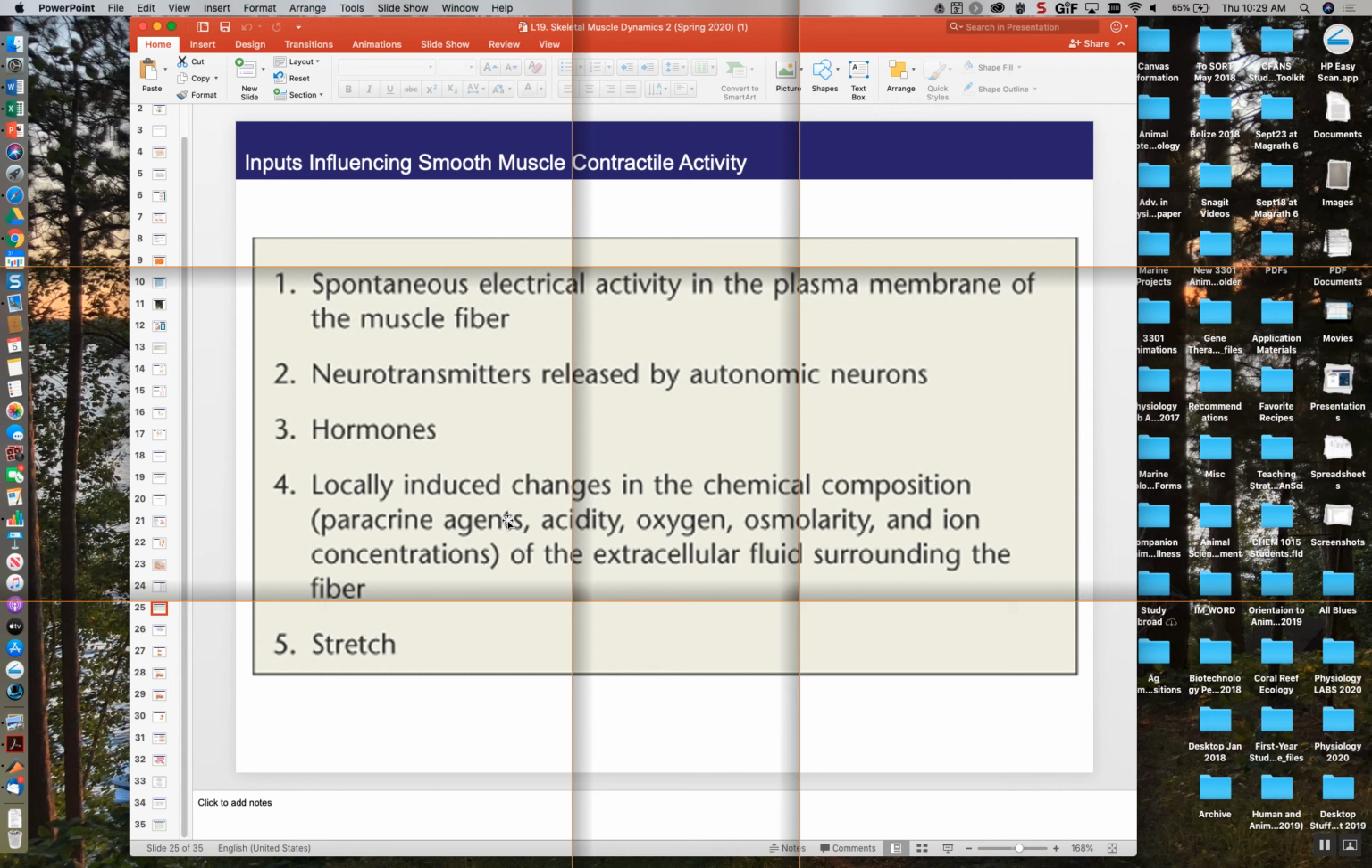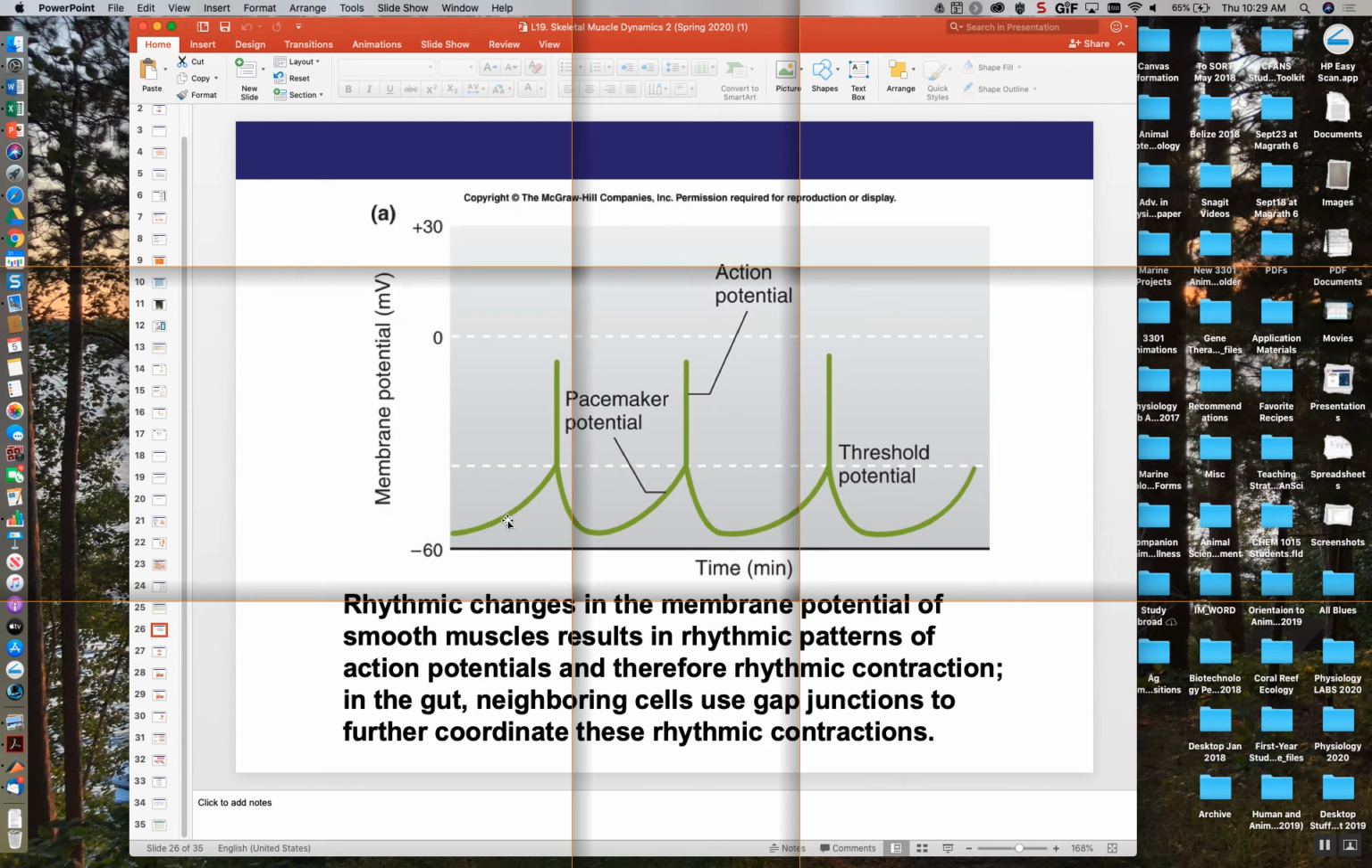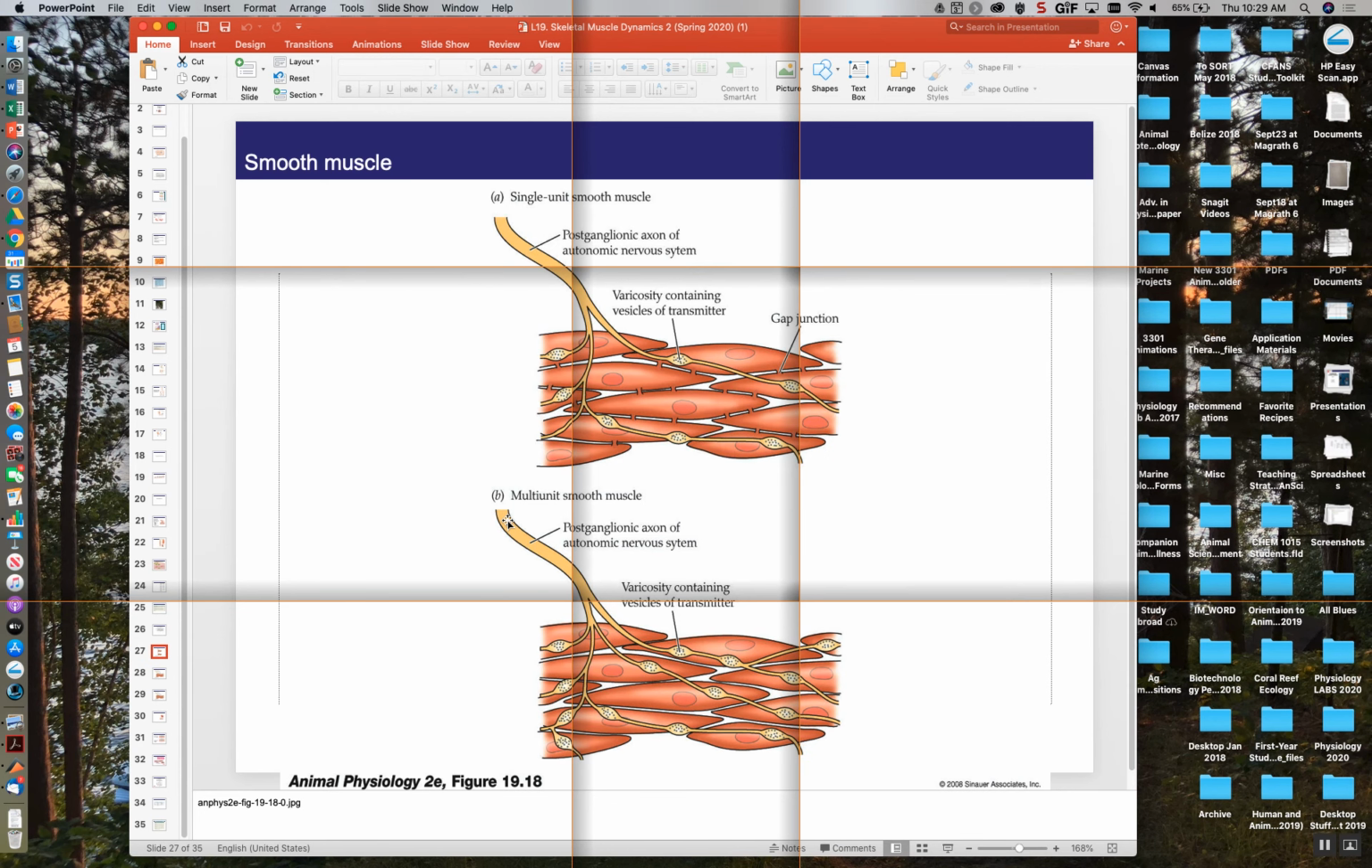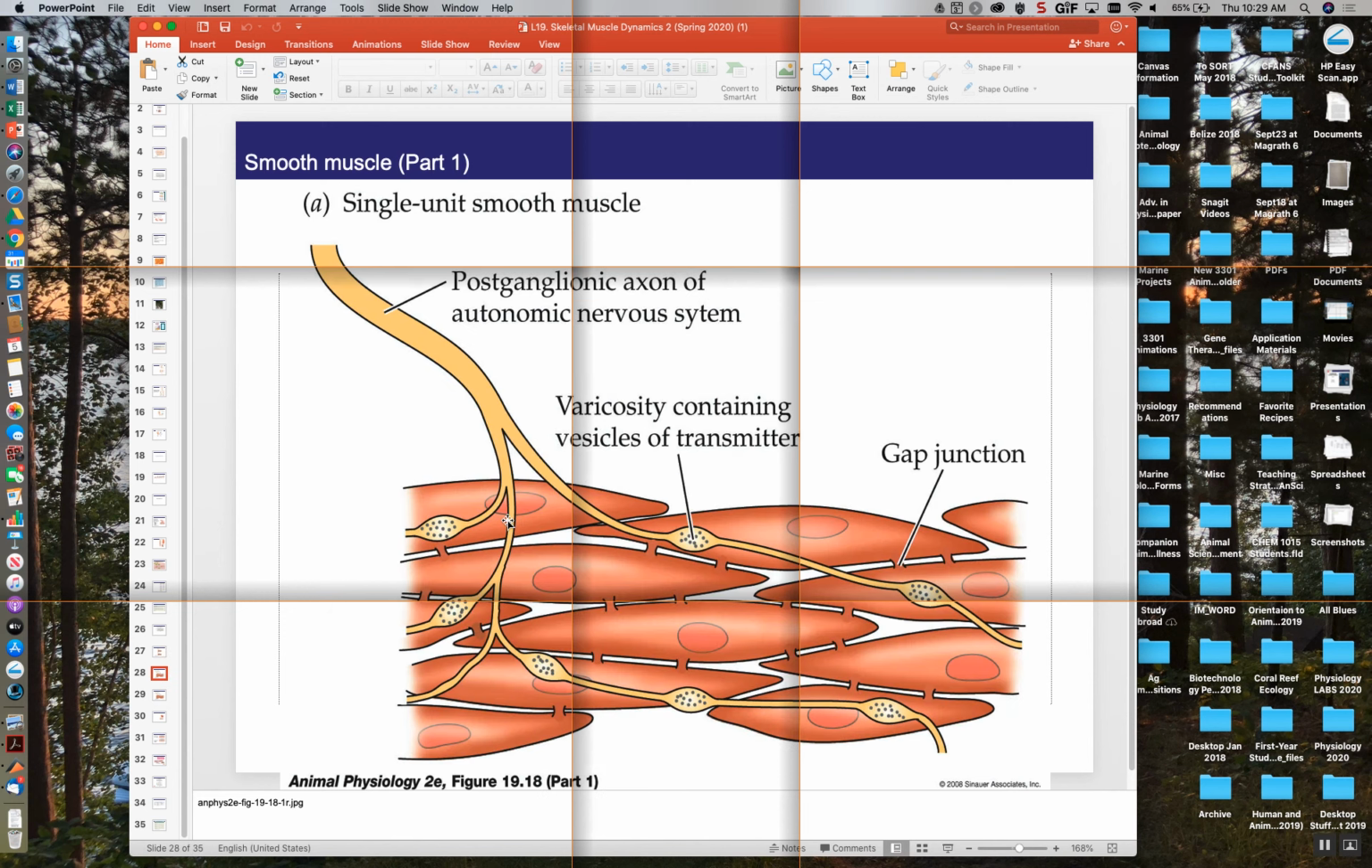All right, do you all have any questions about that so far? All right, so these are just, again, some inputs that influence smooth muscle contraction. All right, this slide is giving you basically some information between single unit and multi-unit smooth muscle cells. So I'm going to blow up the top one right there first. The top one is the single unit, and the bottom one is the multi-unit. And I'll show you what you're looking for, basically.